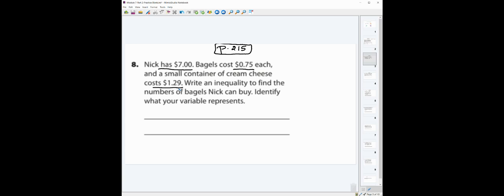Now we're trying to figure out how many bagels he's going to purchase. So again, this is saying write an inequality to find the number of bagels Nick can buy. Identify what your variable represents. So first thing I'm going to say is let B represent the number of bagels that Nick can buy.